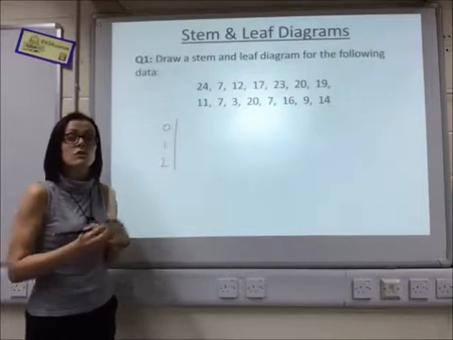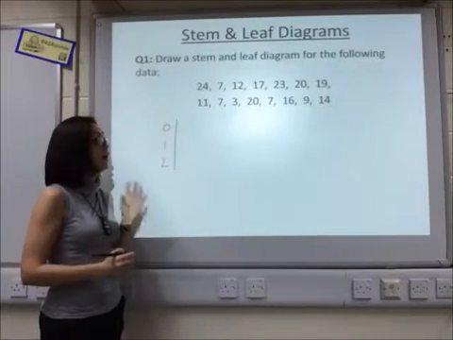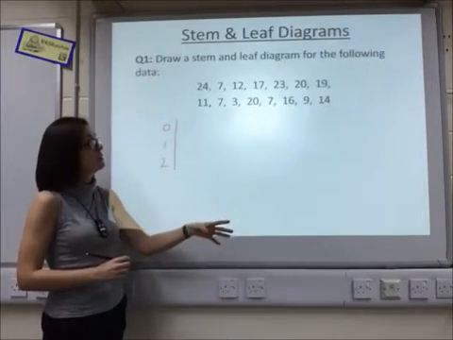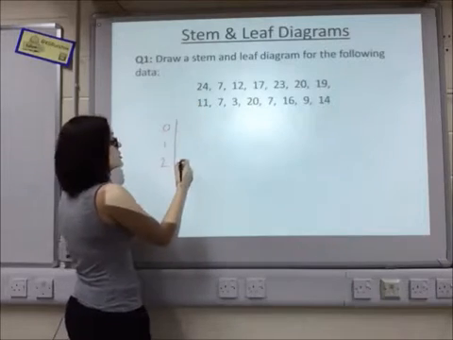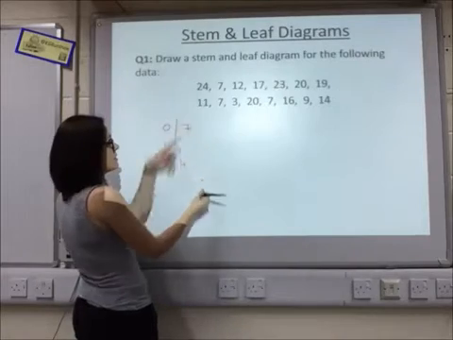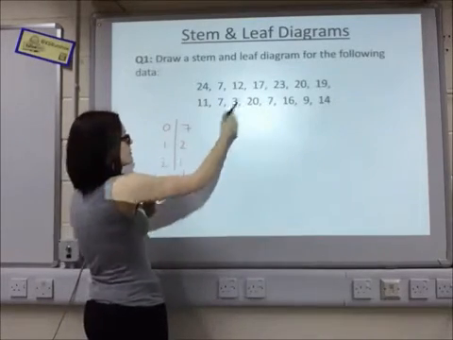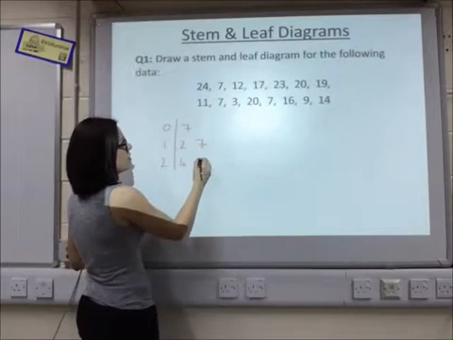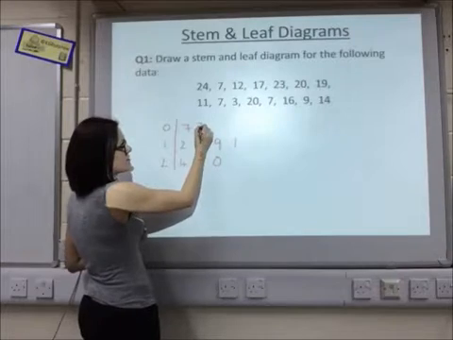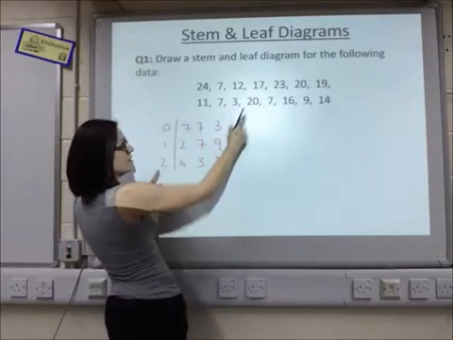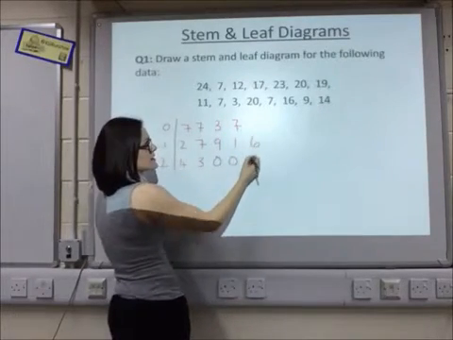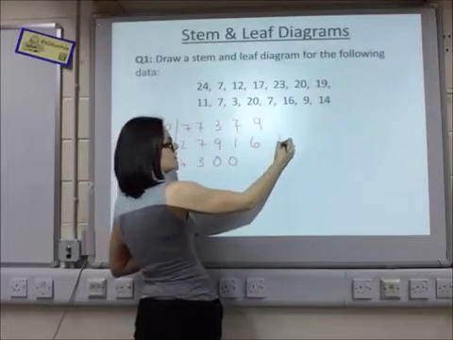And we could be asked to write an ordered stem and leaf diagram, so look out for that. If you're asked for an ordered stem and leaf diagram, then this side of the diagram must go in numerical order. So we'll do both. We could just pop the information in. So 24 has got a units digit of 4, 7 has a units digit of 7, 12 is 1 and 2, 17 is 1 and 7, 23, 20, 19, 11, another 7, and 3, 20 is 2 and 0 again, 7 again, 16, 1 and 6, 9 and 14, 1 and 4.